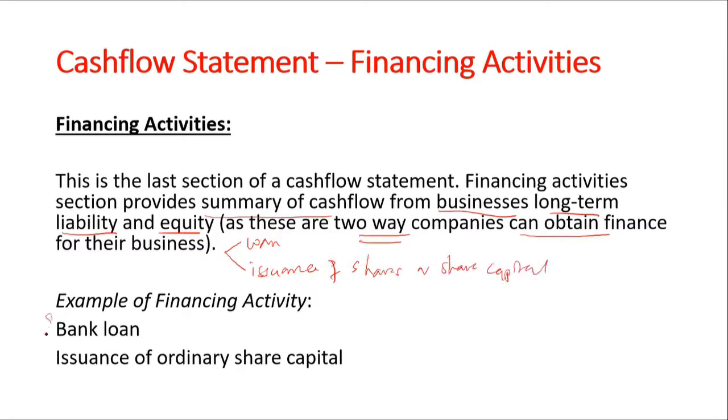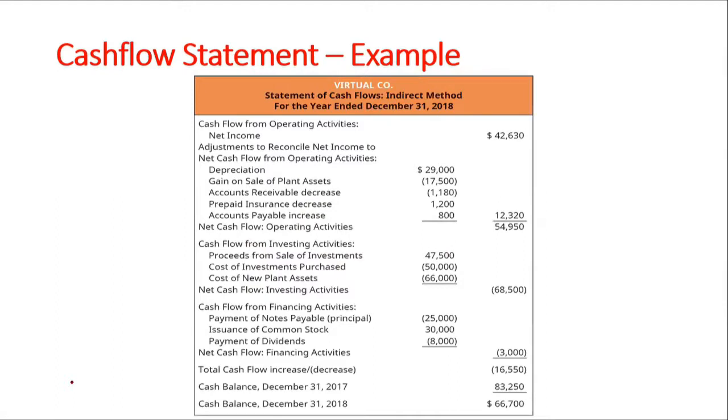Right, so therefore you have here examples of financing activity. These are very common examples of bank loan and issuance of ordinary share capital. They would be reported in the financing activities section of the cash flow statement. So here's an example of a cash flow statement.